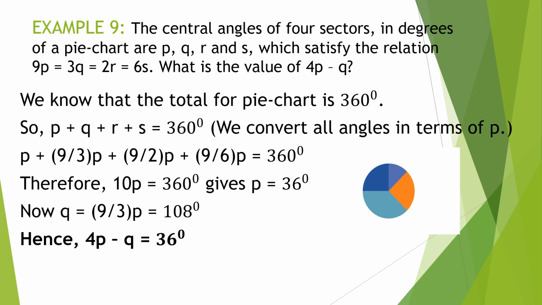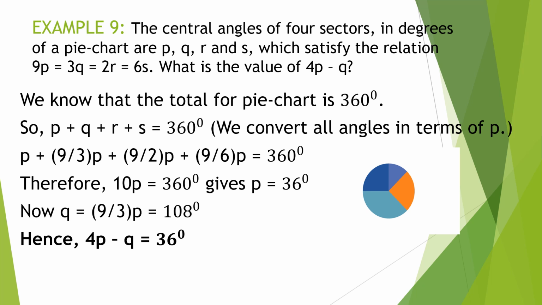Now you know that in a pie chart, all the sectors are divided in a circle. You can divide a circle into the required number of sectors. So I have just demonstrated a pie chart. Now the total, since it is a circle, the total measure is 360 degree. So the total of all the sectors P plus Q plus R plus S is equal to 360 degree. Now since we need the value of P and Q, we can convert it in terms of any one of them. So we convert all the angles in terms of P.